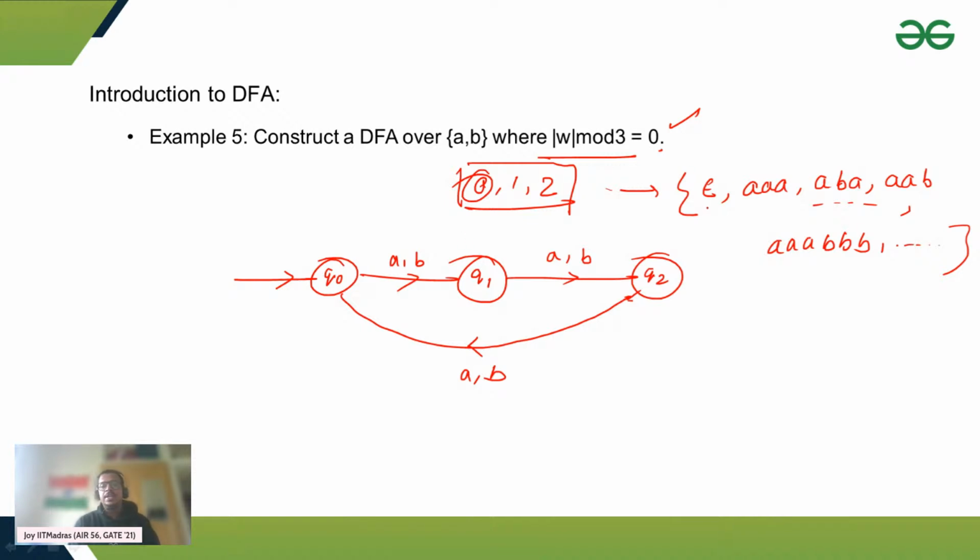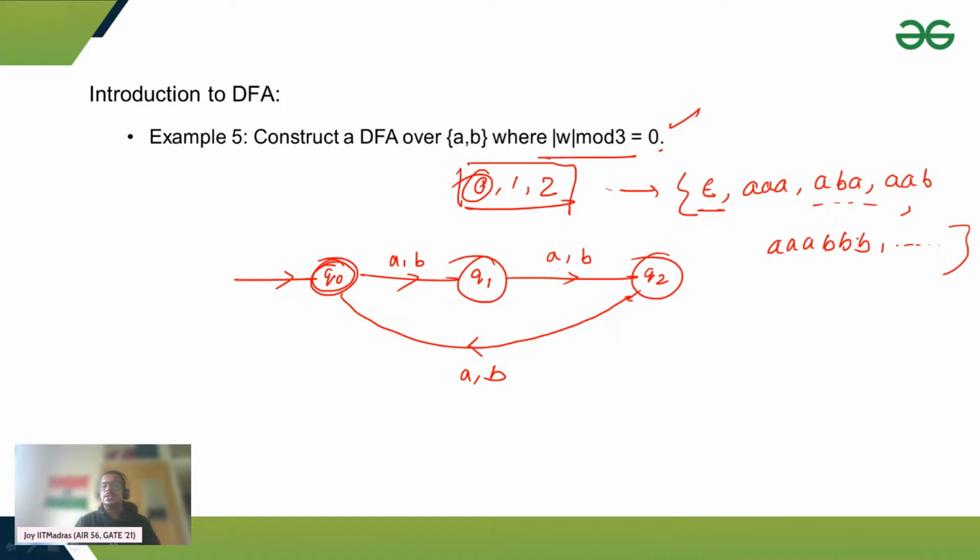Now for the starting case, we have null. As null is being accepted, it means our initial state will be our final state too, right?